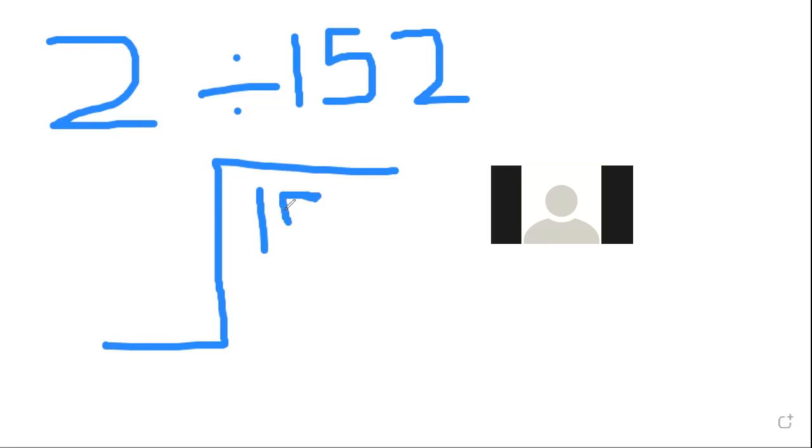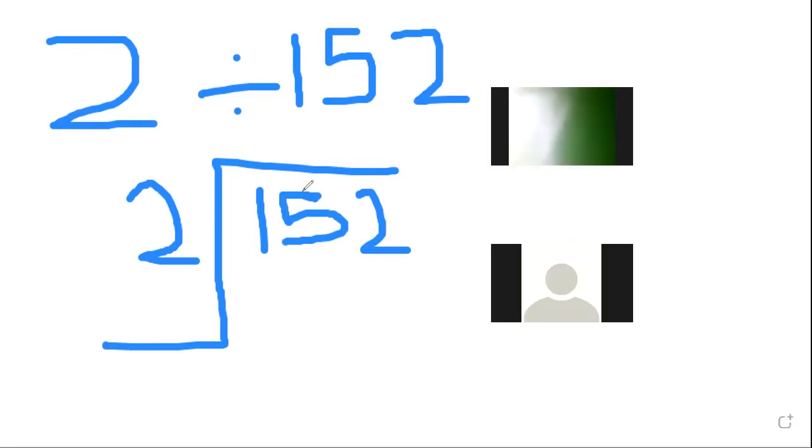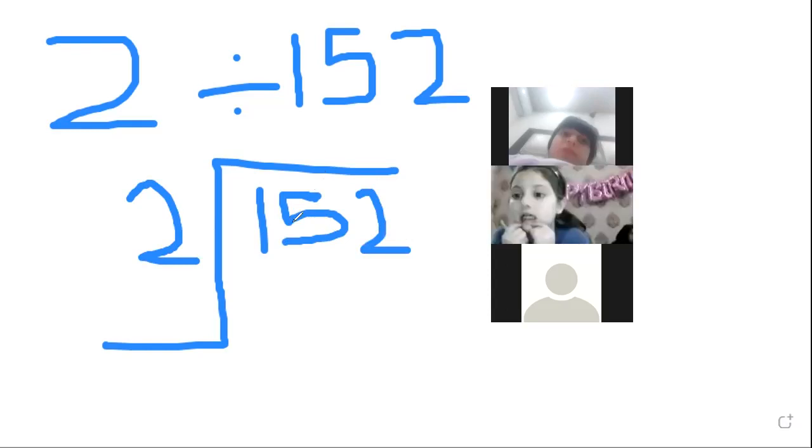So 152, and first we have to look whether 15 comes in the table of 2 or not. Tell me, is there any 15 in the table of 2? No, ma'am. There's no 15. Very good, Azan. 15 is not in the table of 2.